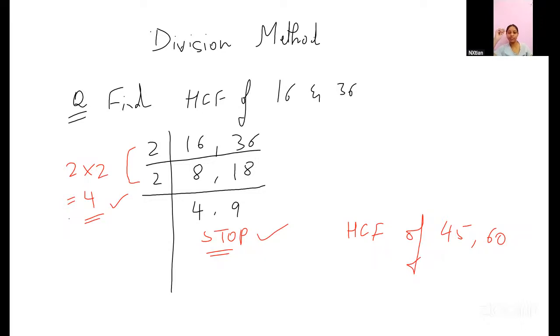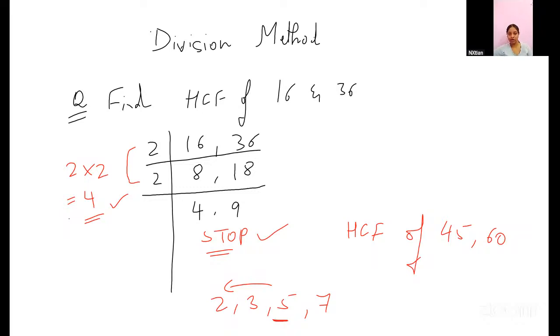Yes, see Anna, one thing is, what are the prime numbers? 2, 3, 5, 7. When you are checking the divisibility, you can see that 45 and 60 both are divisible by 5. Why? Because 45 has a 5 at the end and 60 has a 0. So both are divisible. Yes, correct. But you need to check that before 5, is it divisible by any of the previous numbers or not?